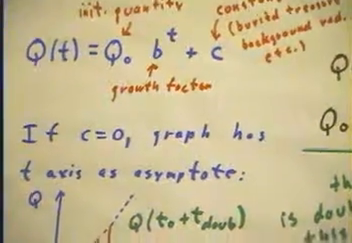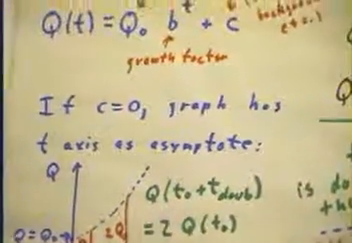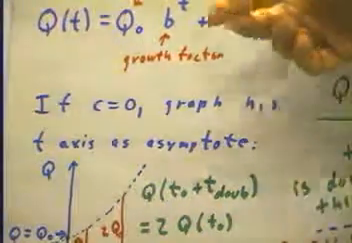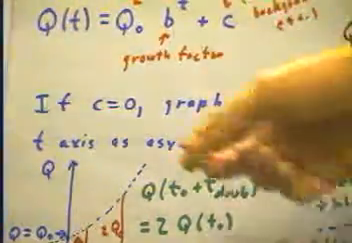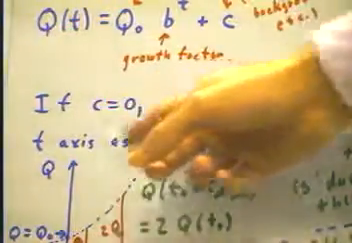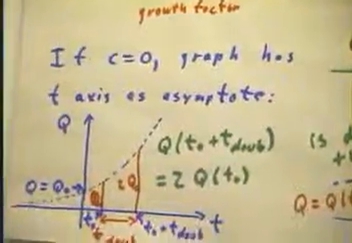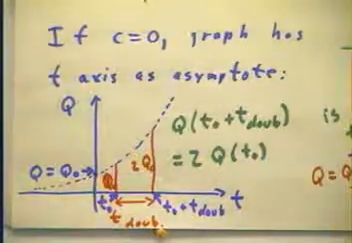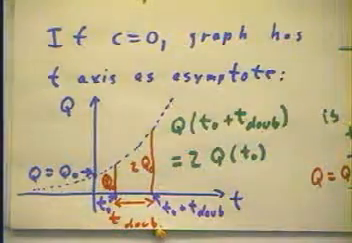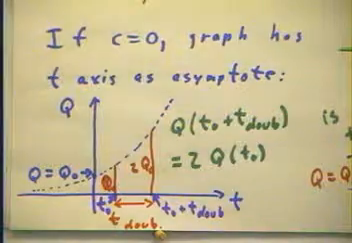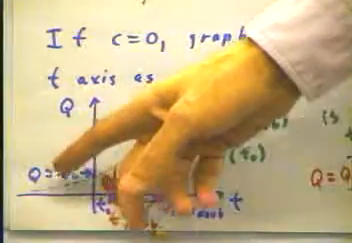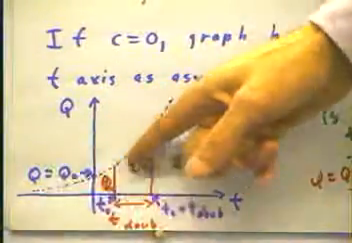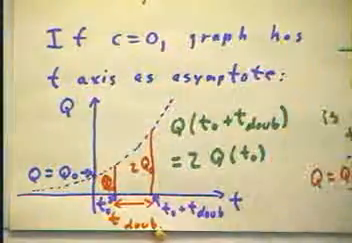And if that happens, your graph is going to have an asymptote at y equals c, or at q equals c. Now, if c equals 0, of course, the graph has the t-axis as an asymptote. And let's look at that situation. We have some quantity, q equals q naught at time t equals 0. That's going to be the y-intercept of a graph of q versus t.